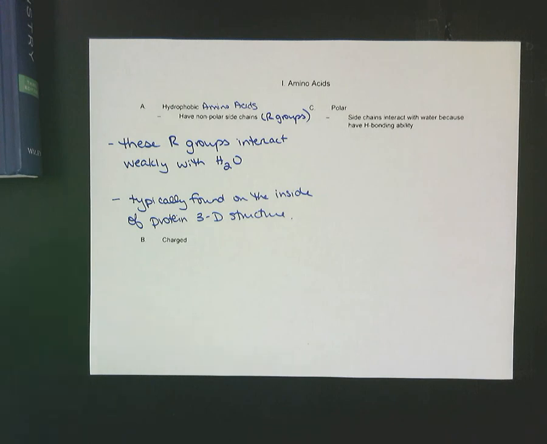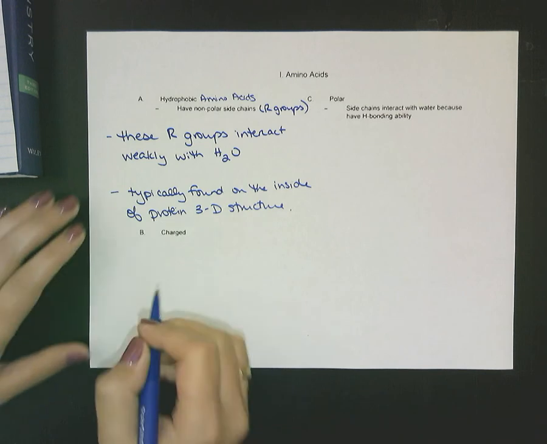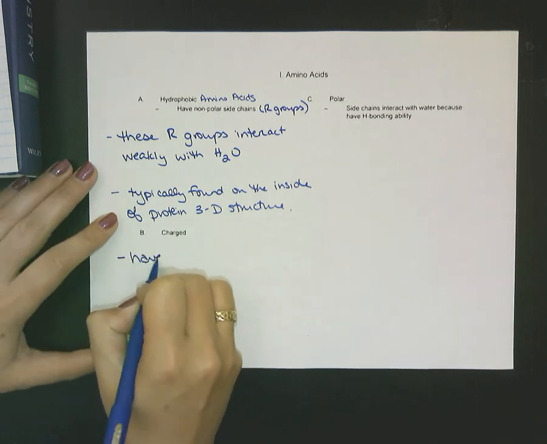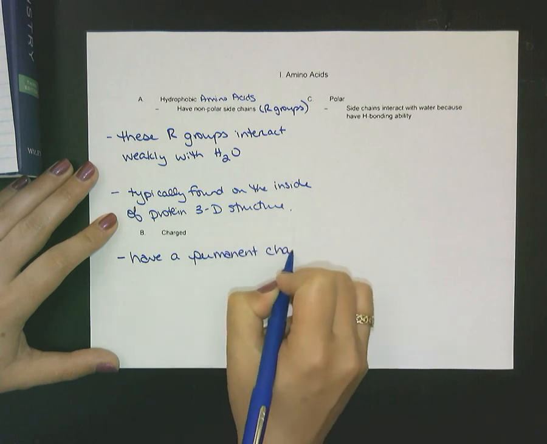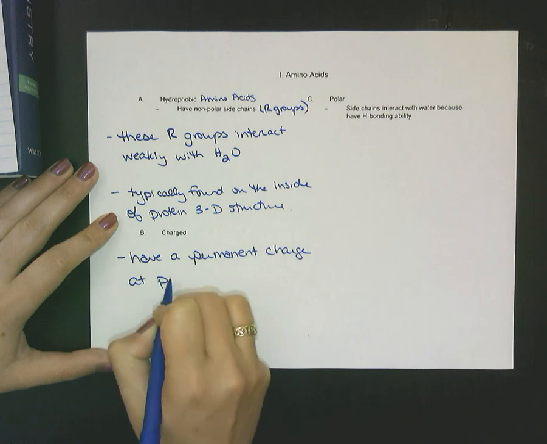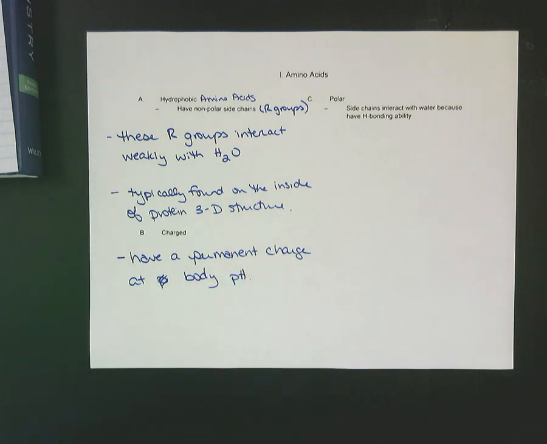All right, charged amino acids. What property do you think all these amino acids have in common? Charge. They all have charge. They have a permanent charge at physiological pH. I would have said physiological, but I don't know how to spell it. P-H-Y-S-I-O-L-O-G-I-C-A-L, ends with an L for sure. Body pH.